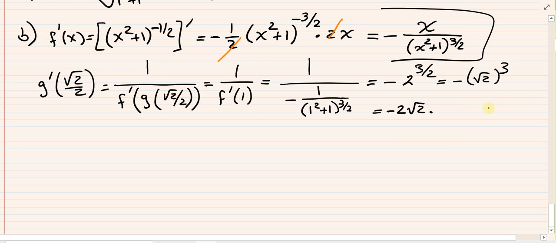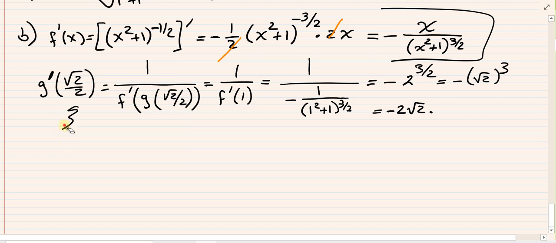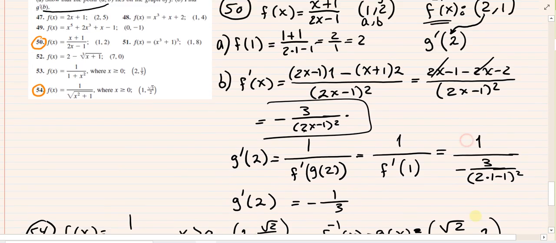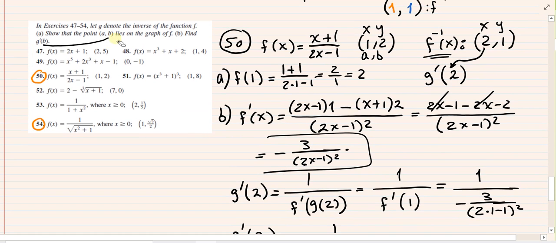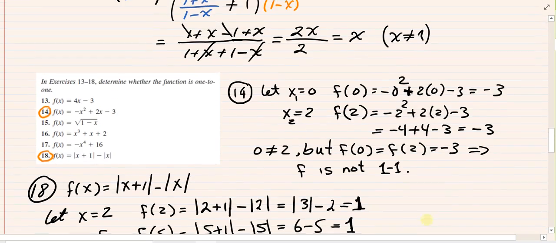Okay, so we're able again to find the slope of a tangent at the point, that's what g prime is, right? The derivative is the slope of a tangent at root 2 over 2 to the inverse function without even knowing what the inverse function is. And there you have it. So hopefully this helped you understand the ideas of this section. There's one more exercise I was going to look at.